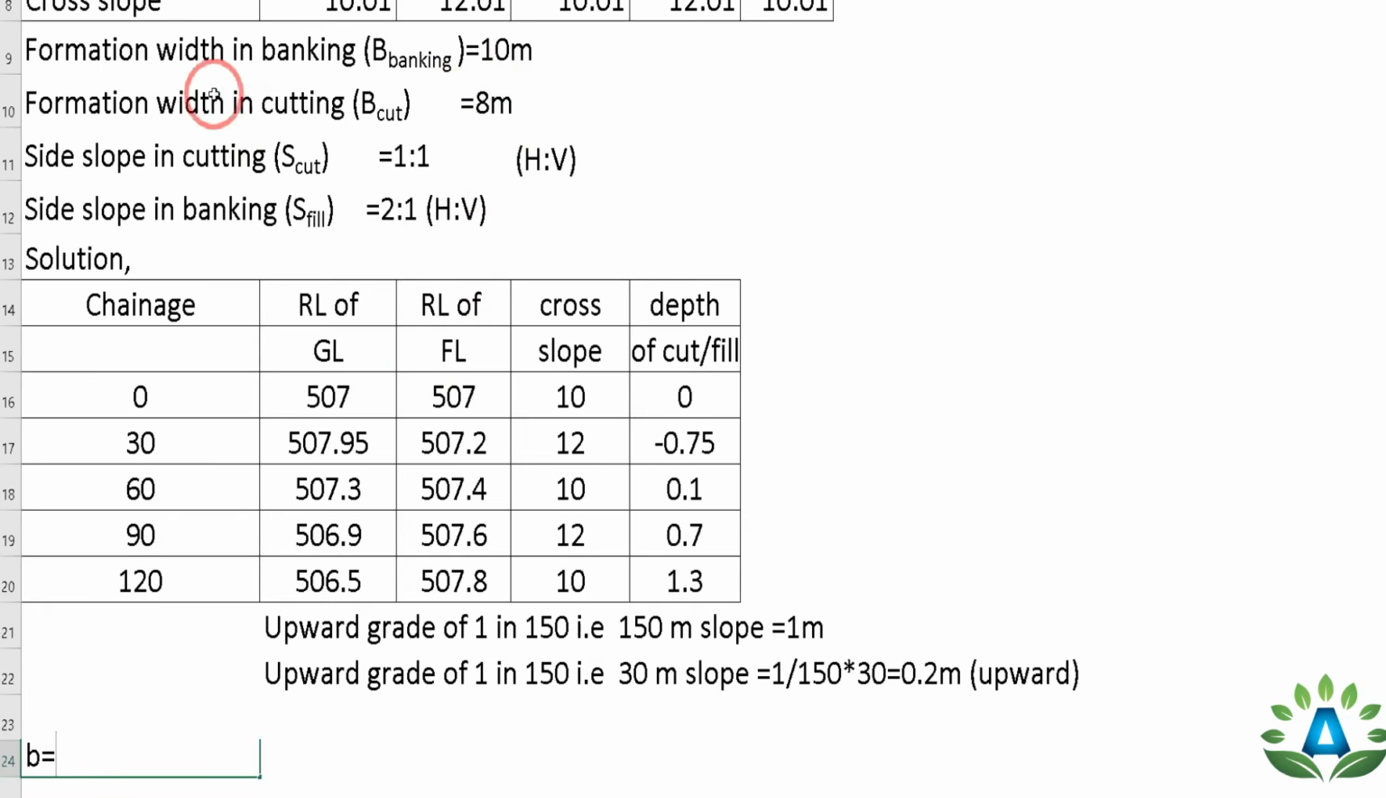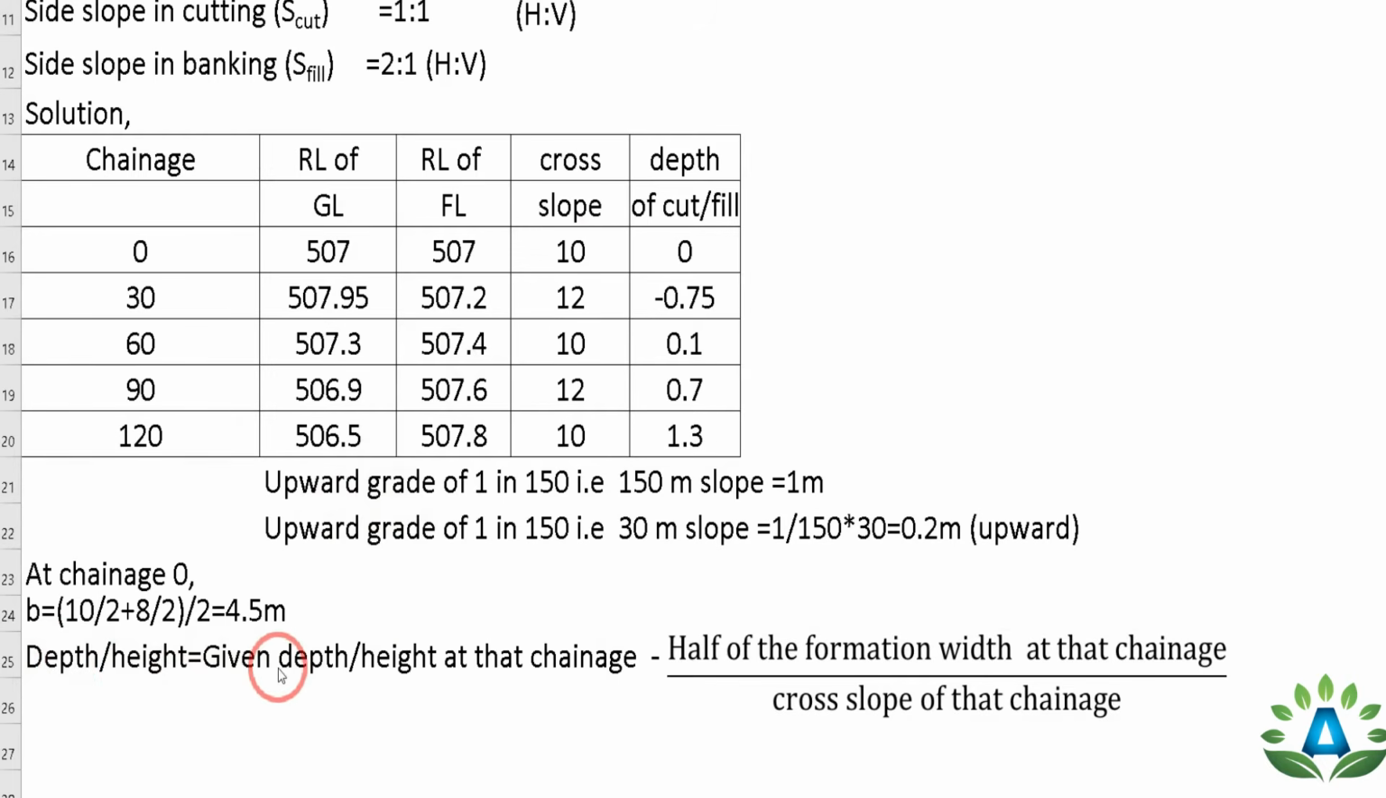At chainage 0, we have b equals half of the formation width of the banking, that is 10/2, plus half of the formation width in cutting, that is 8/2, and we are going to take the average of both of these. So the half of the formation width at chainage 0 equals 4.5 meter.